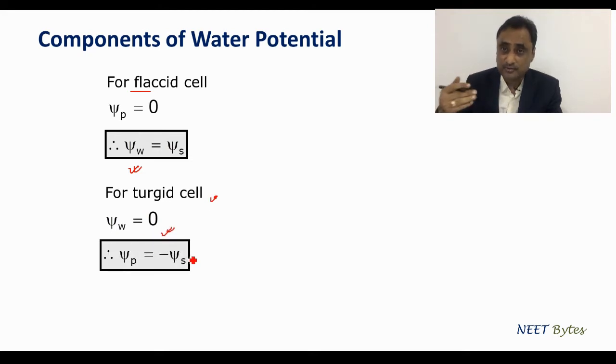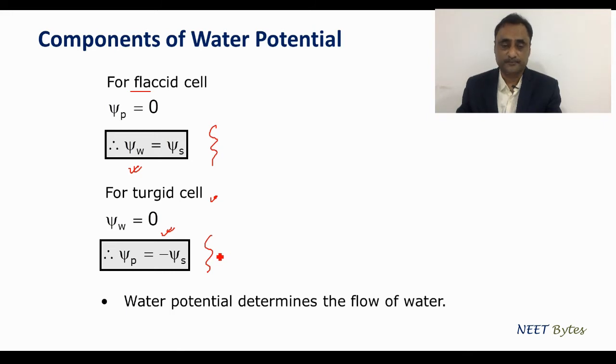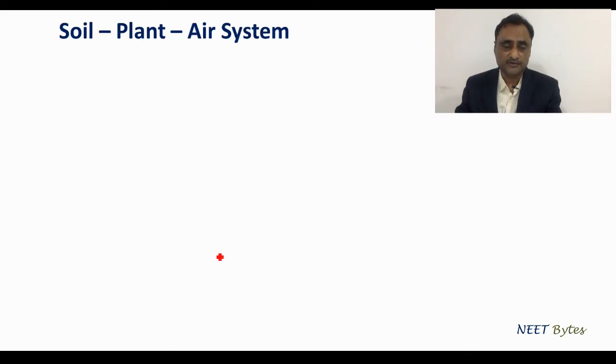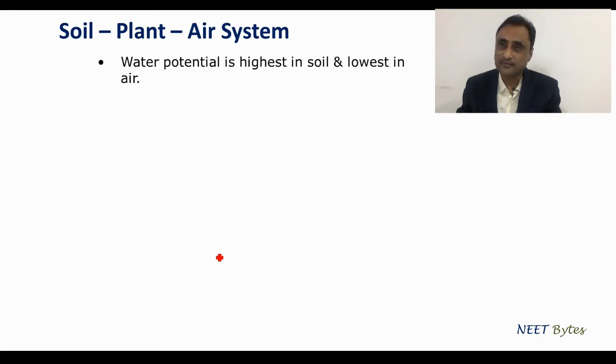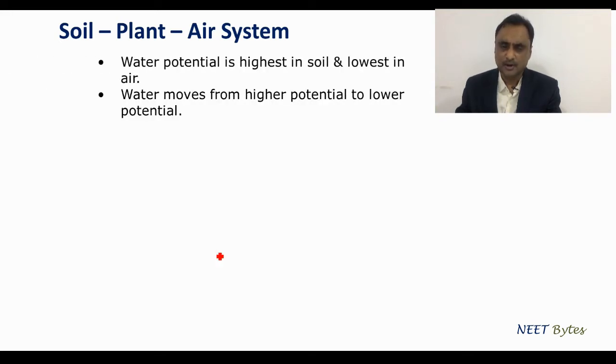Now let's try to understand the concept in some wider aspects, in which we will be discussing the entire thing with reference to the soil, plant, air system. One basic thing we have to understand is that water potential is highest in soil and lowest in air. Secondly, water always moves from higher potential to lower potential, right? Under these two things, we will discuss this simple concept.